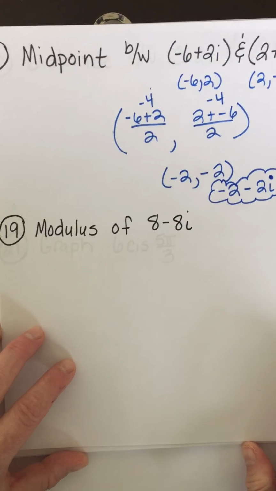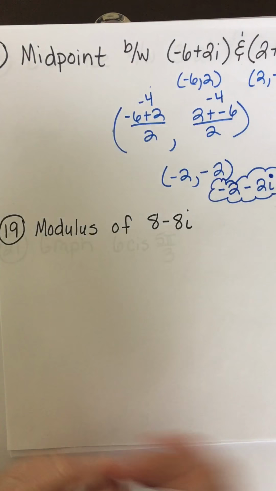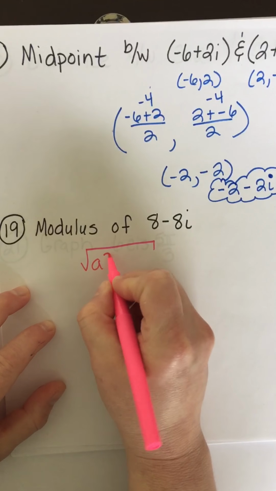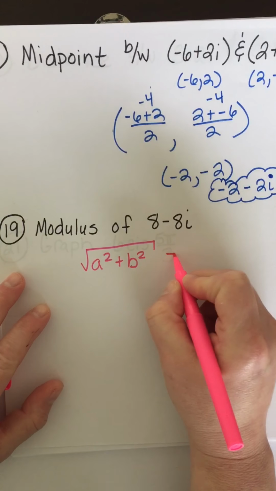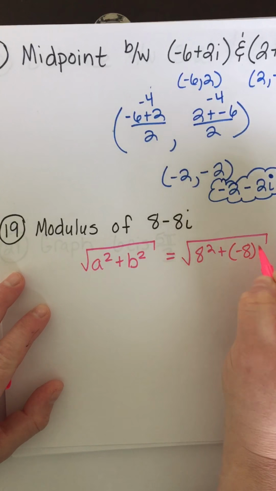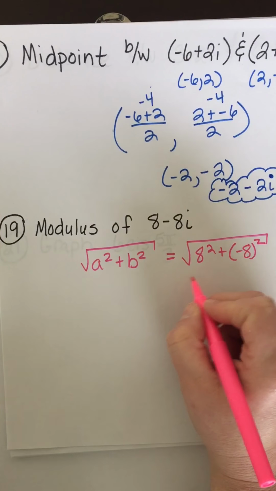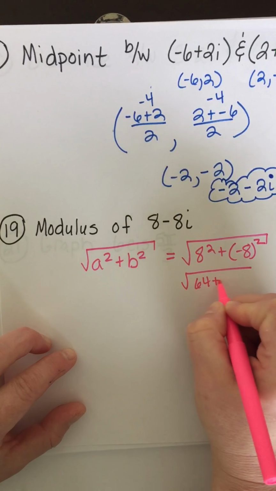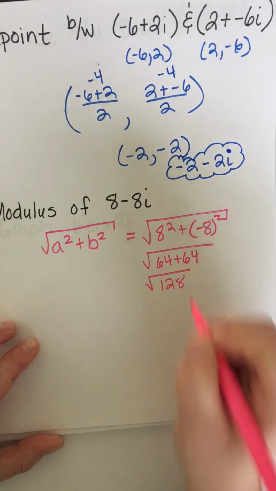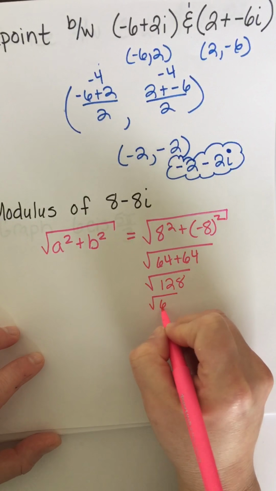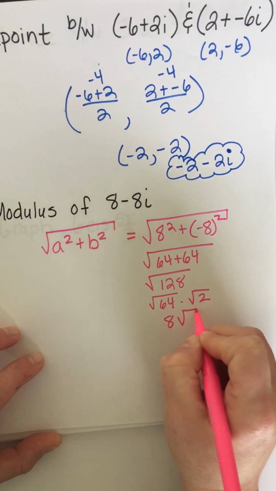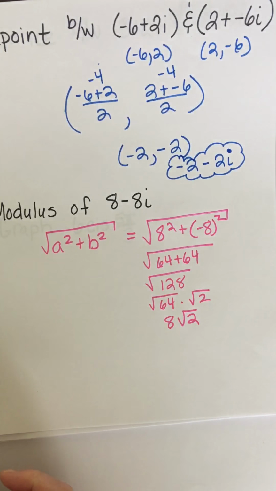All right, for number 19, it wants us to find the modulus, so I'm going to use the formula square root of a squared plus b squared. So in this situation, that would be the square root of 8 squared plus negative 8 squared. So 8 squared is 64, and negative 8 squared is 64. So that's the square root of 128. Now you can simplify this. I can think of that as the square root of 64 times the square root of 2. So that would be 8 times the square root of 2. And that's it.